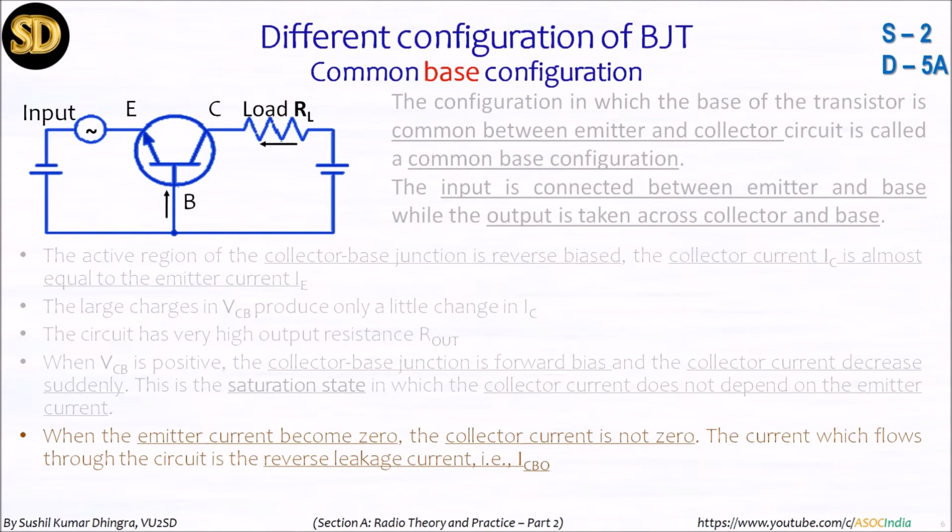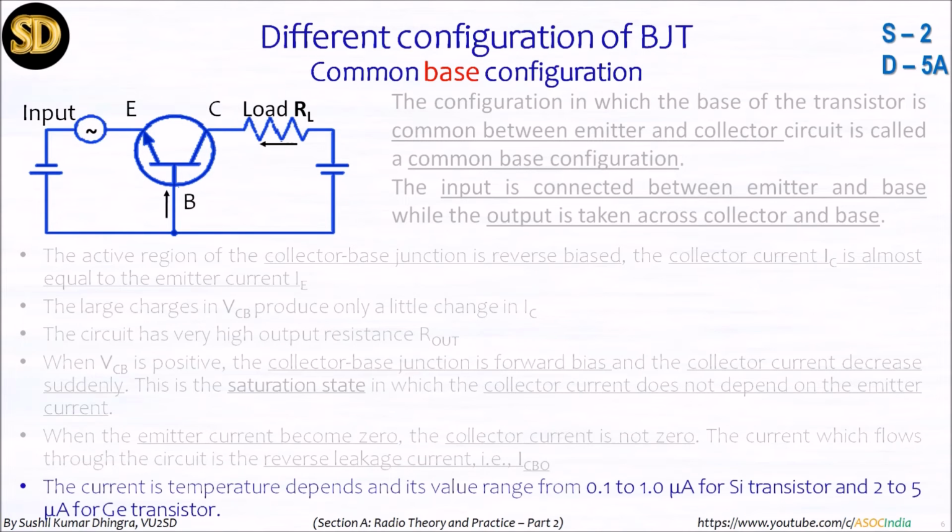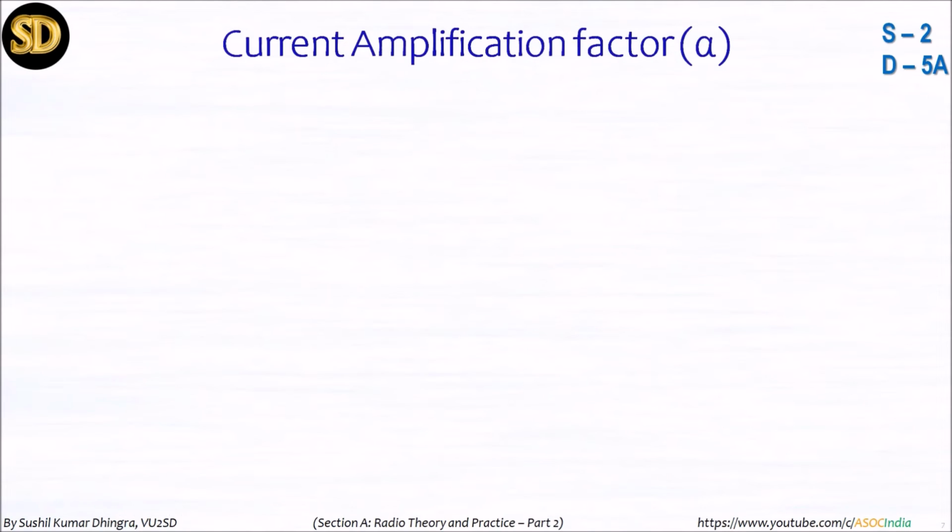This current is basically temperature dependent, as I have explained previously in intrinsic semiconductor. If you do not remember, kindly see the part on intrinsic semiconductor. In a transistor, its value ranges from 0.1 to 1 microampere for a silicon transistor and 2 to 5 microampere for a germanium transistor. So going next, current amplification factor alpha.